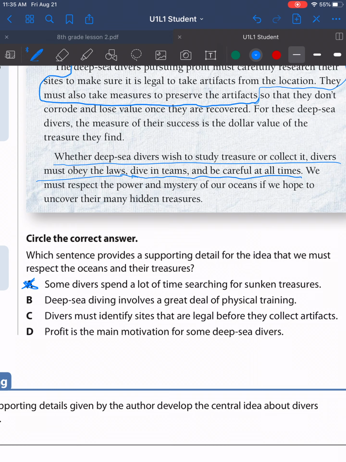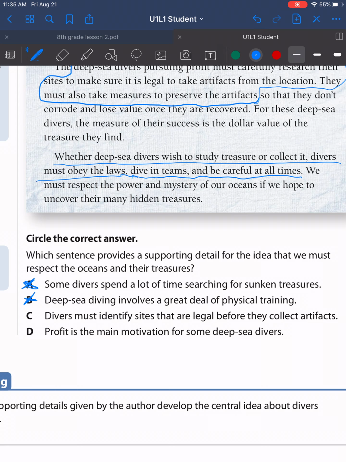How about B? Deep sea diving involves a great deal of physical training. So does that support the idea that we need to respect the ocean and their treasure? No. Just because you have to train how to breathe underwater for a long time in a tube doesn't mean you're respecting the ocean.